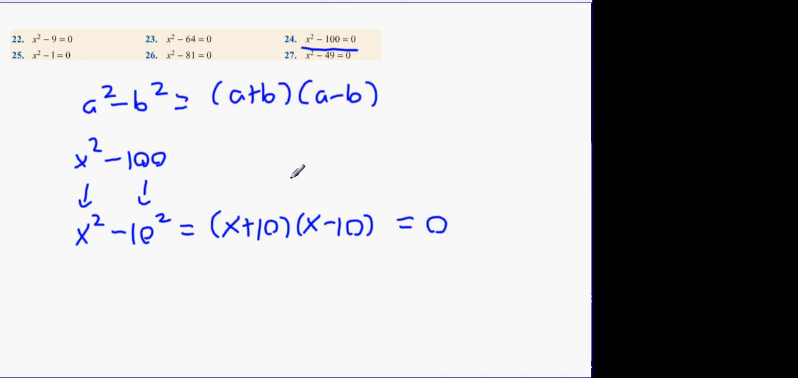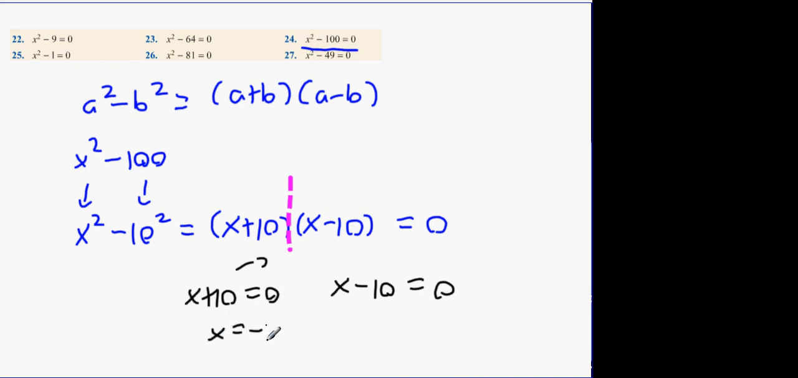Then what happens? x plus 10 equals 0, x minus 10 equals 0. And then x equals plus 10 or minus 10.